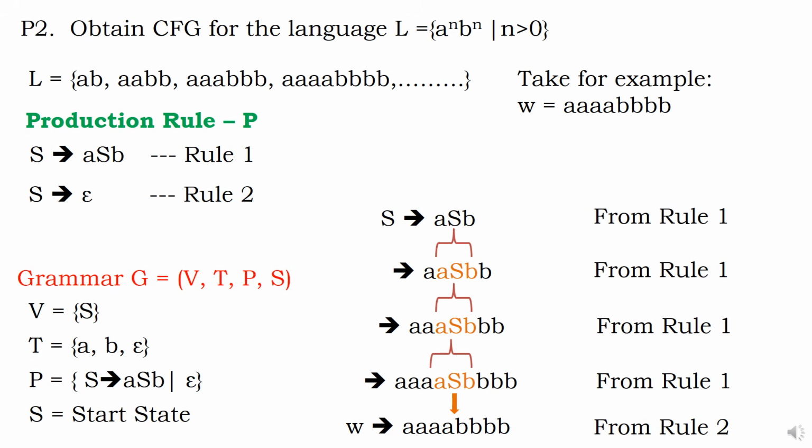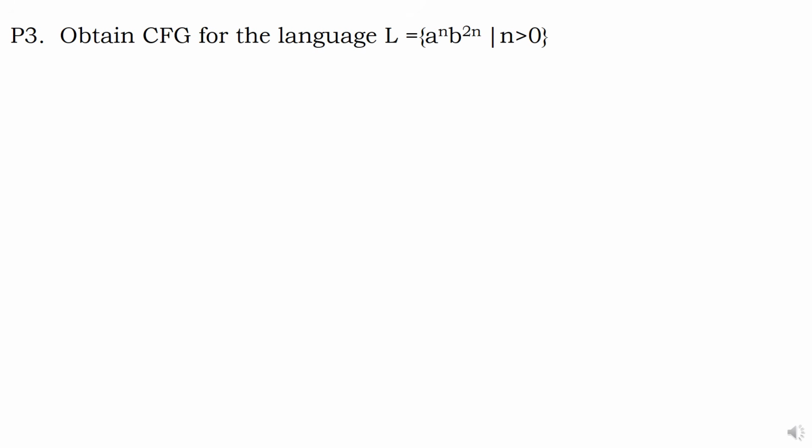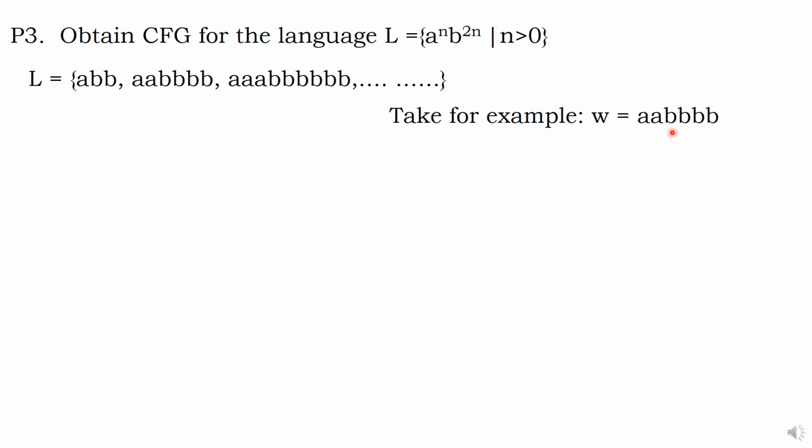Let us see one more problem. A power n, B power 2n. That is, for 1A, there are 2 B's. Let us have the language. 1A 2B, 2A 4B, 3A 6B. So double. Now, if you take this as an example, carefully listen. You cannot stand in the middle. Now, you stand here. This is the middle actually.